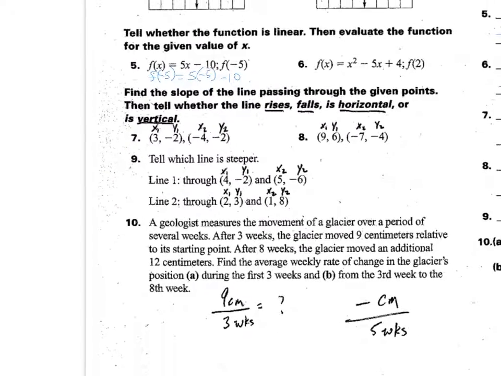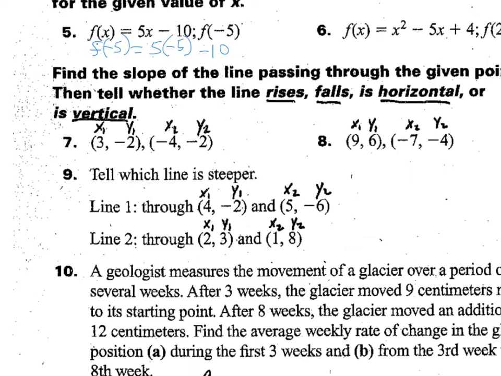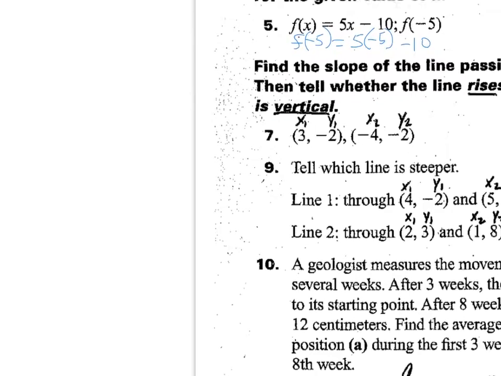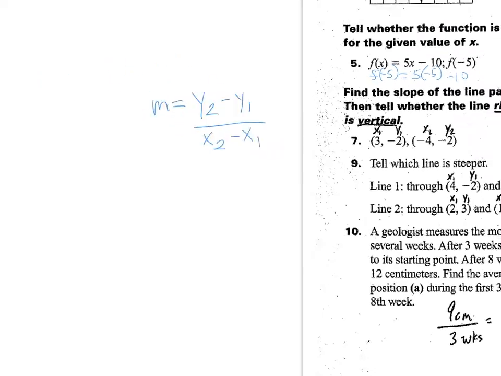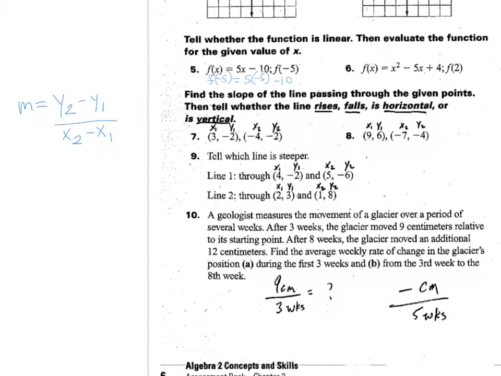7 and 8, they want you to find the slope of the line. They give you points. So here's your x1, y1, x2, y2. And you need to plug that into the slope formula, which is y2 minus y1 over x2 minus x1. So plug everybody into that, your coordinates, and find your slope.